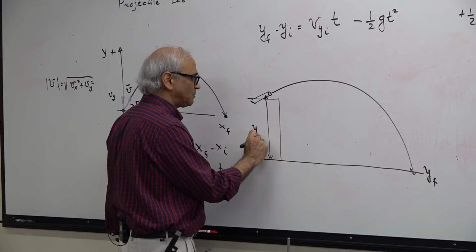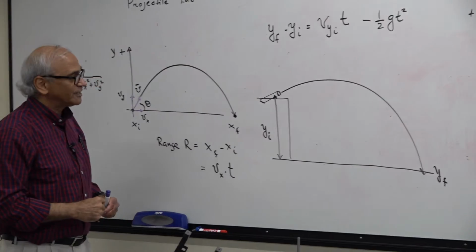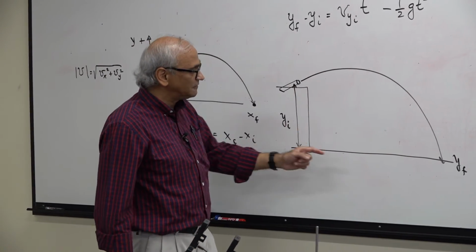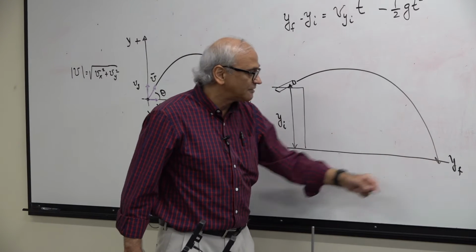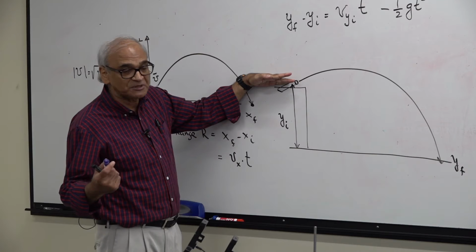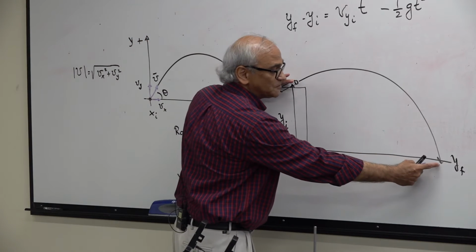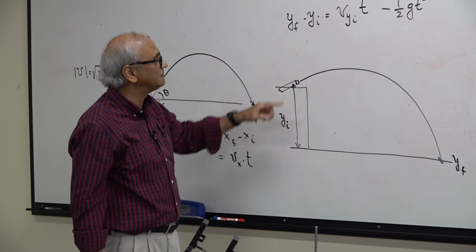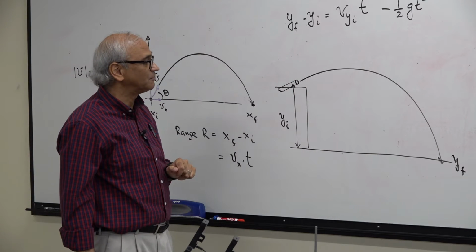Okay, so that will be my YI. And you can see right away that if going up is positive, then YF will be a negative number because let's say that my YI is 1 meter and the ground will be 0 meters, so 0 minus 1 would be minus 1. So it will be a negative number. This will give me a negative number.